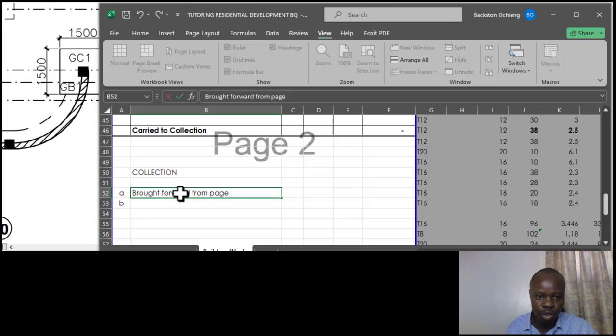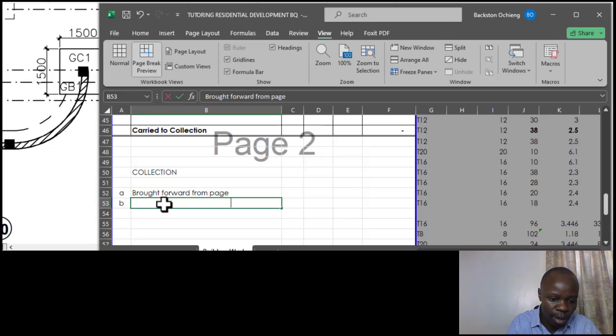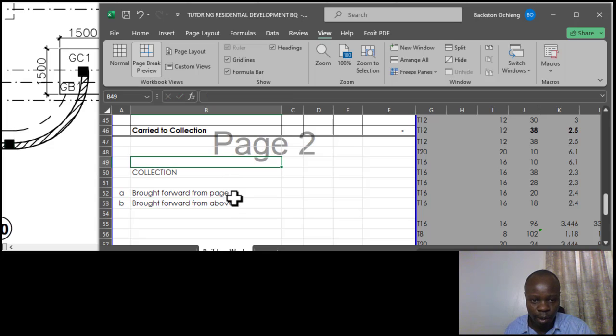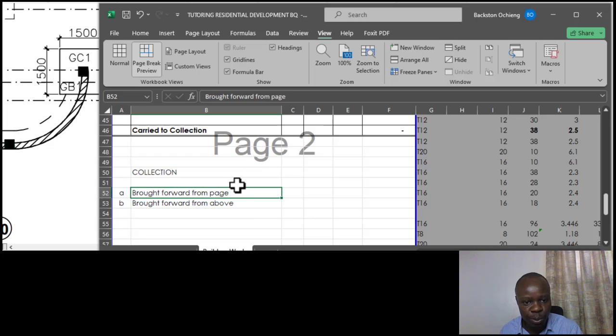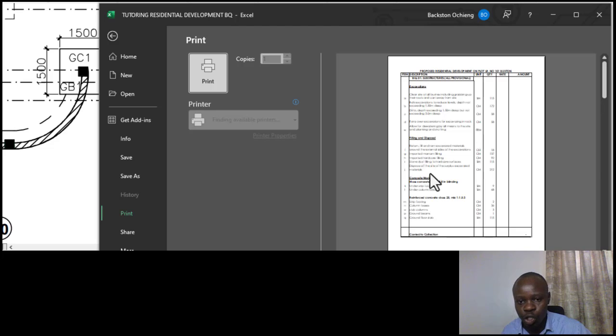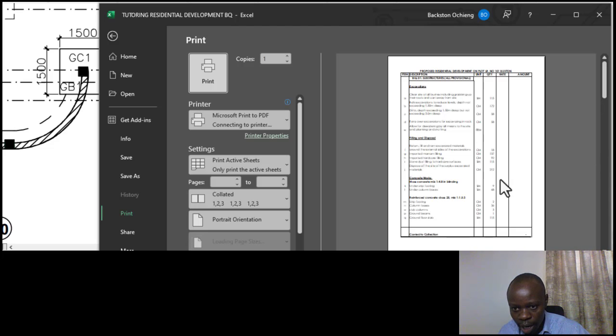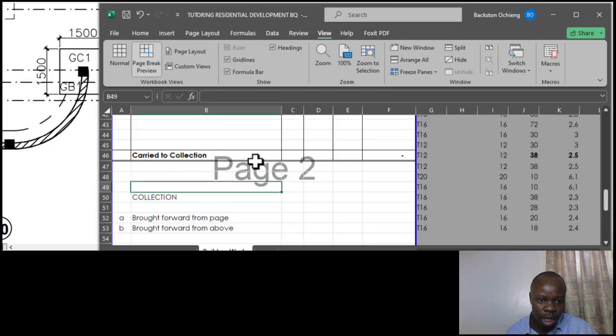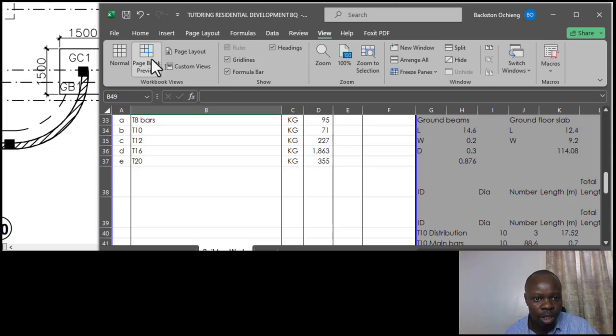from page, and then brought forward from above. Alright, so you need to indicate which page the first one is coming from. So you can have a preview and you see which page that is going to be, and you can notice that you don't have the pages indicated here, so that means you need to include them. So how do you insert the pages?